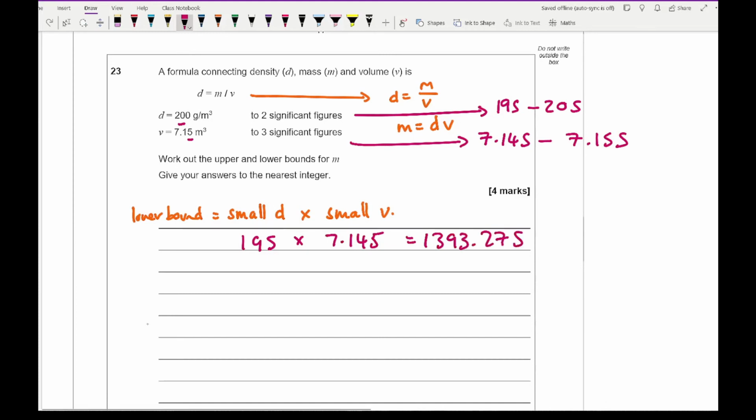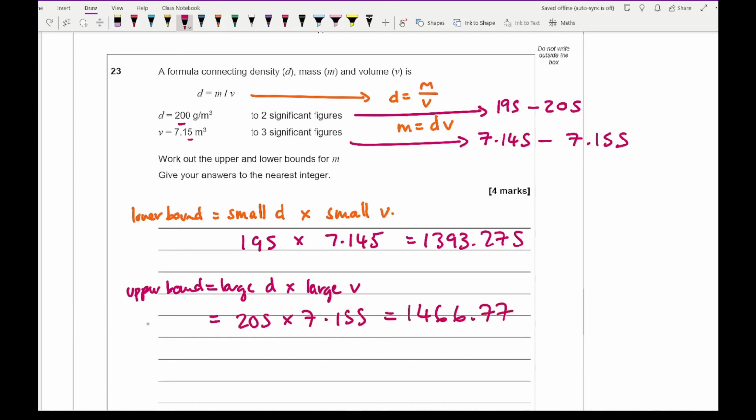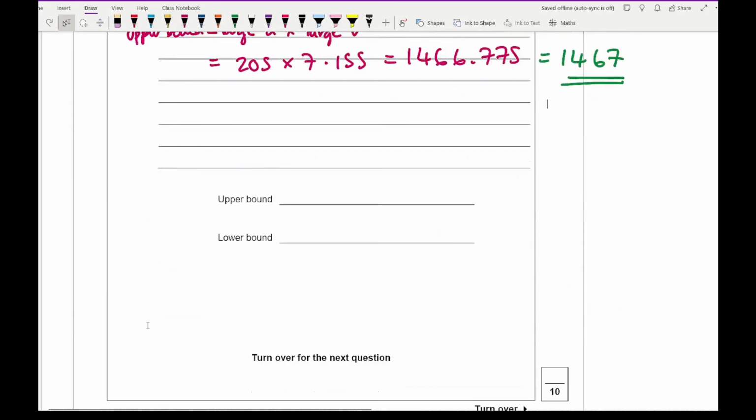1393.275. The upper bound is going to be large d times large v, and that's going to be 205 times 7.155, which gives me an answer of 1466.775. Now the question says give your answer to nearest integer, so I need to round those numbers. So the lower bound is going to be 1393 and the upper bound is going to be 1467, and there is my final answer.